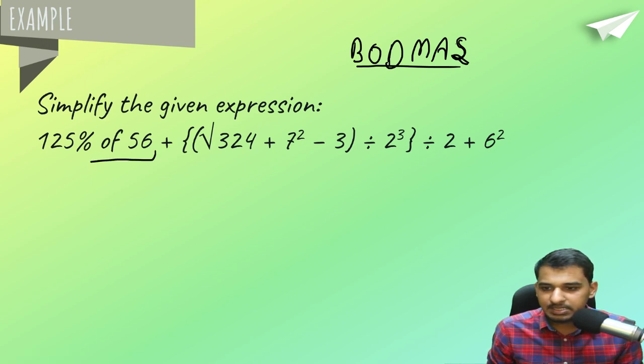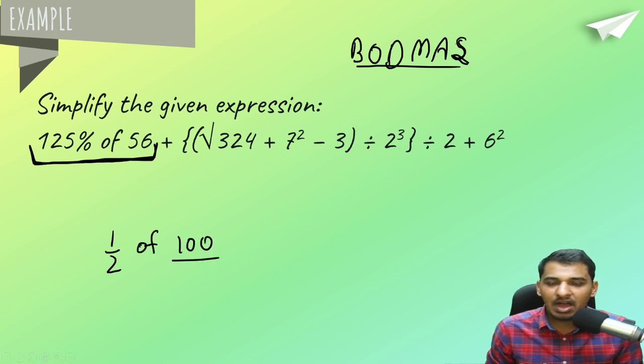One thing is here it is 125% of 56. Now what is the meaning of this? This is the question that arises. Let me take an example so you will understand. If I write half of 100, what is the meaning of half of 100? You're doing nothing but half into 100. That is 50. We know that 50 is half of 100.